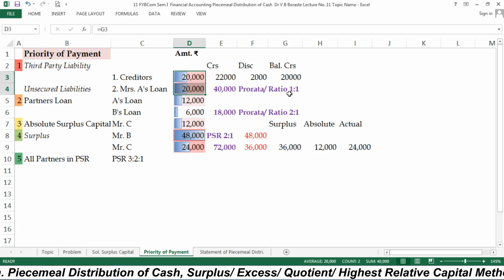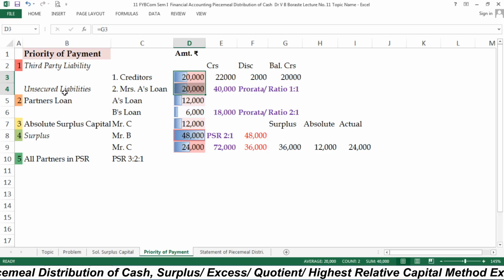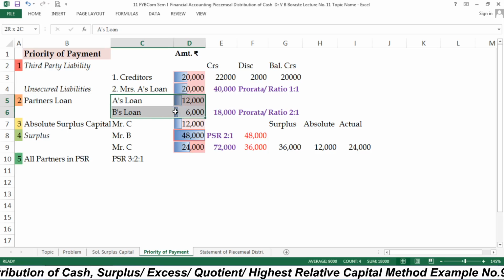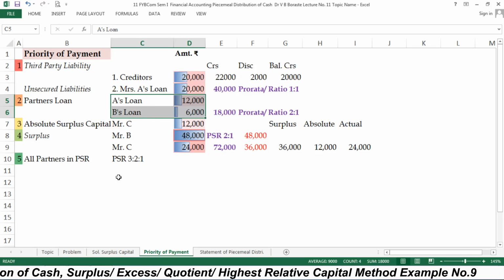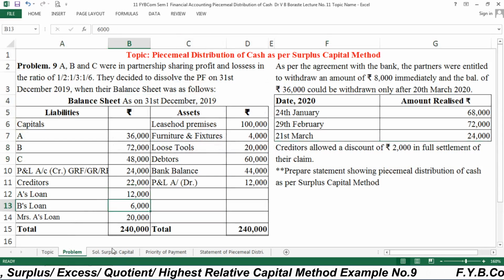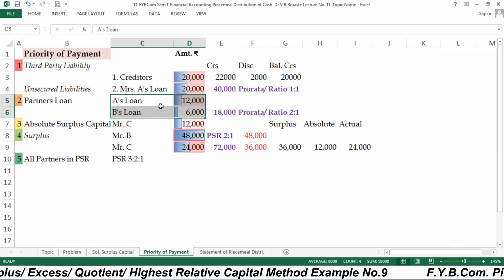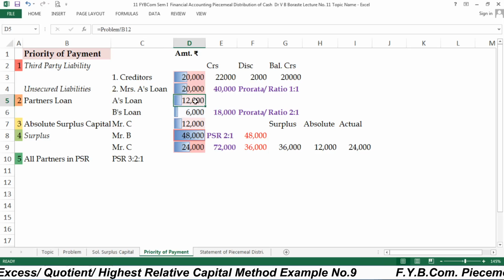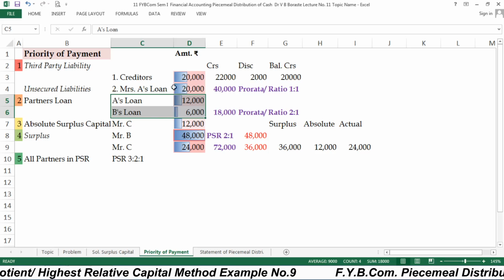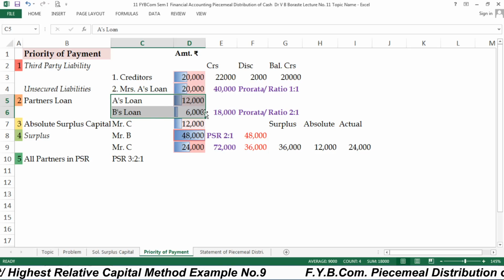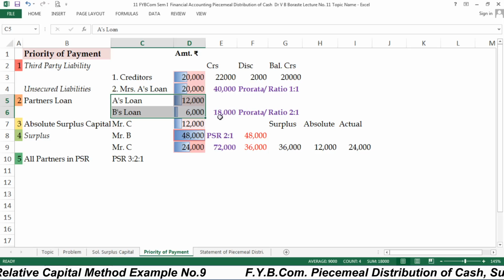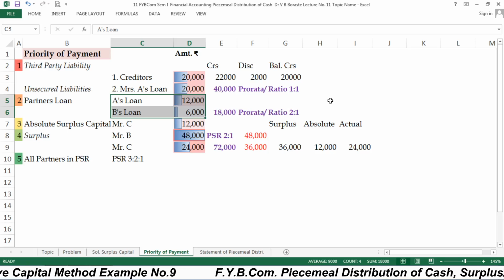Okay. Now after the payment of third party liability, we have to pay partners' loan. We have two partners who provided a loan to the partnership firm, that is Mr. A and Mr. B. Here you can see Mr. A's loan is 12,000, Mr. B's loan is 6,000. So for the payment of these partners, we must have at least 18,000. And if we don't have 18,000 at that particular moment, we have to use the pro rata, that is the ratio of the liability, that is 12:6.